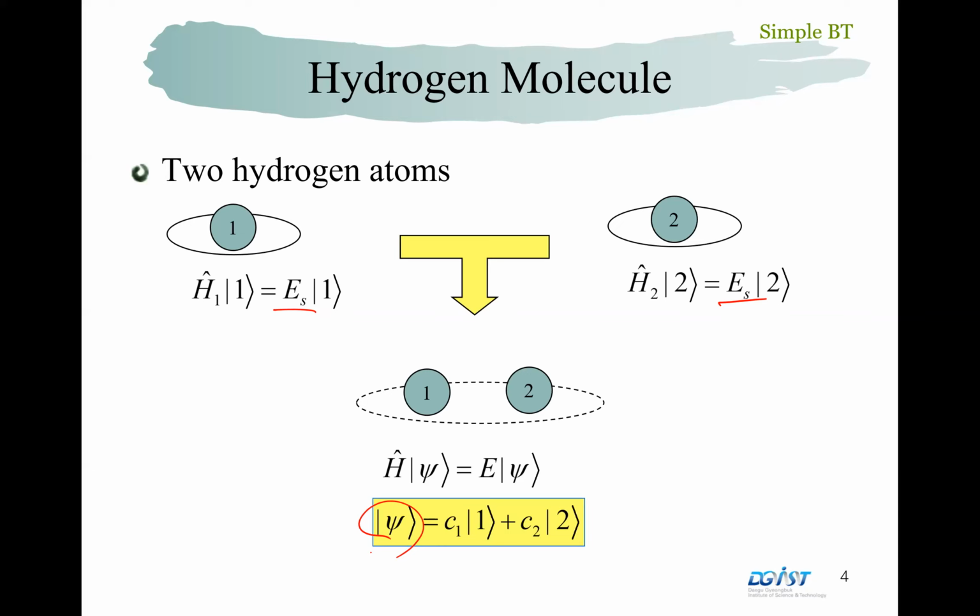Okay? And the new energy of the electrons. This is the Hamiltonian of these molecules. This is for the atoms. Now we are talking about the molecules.